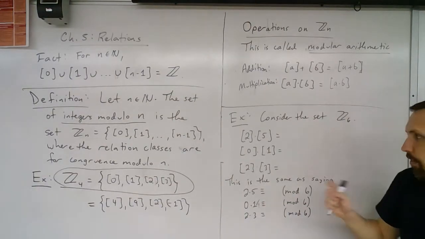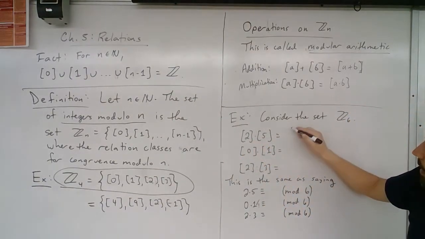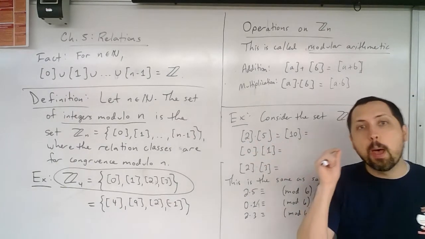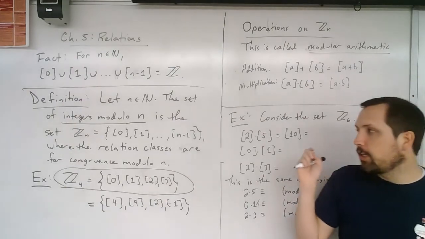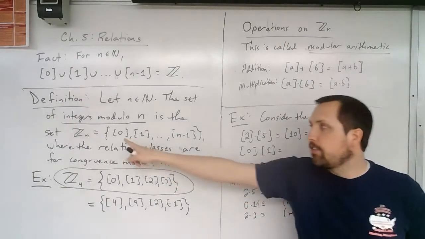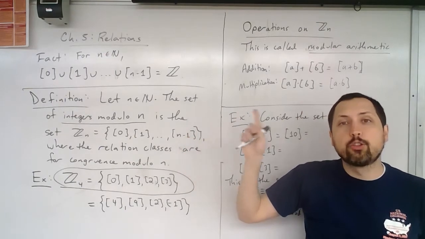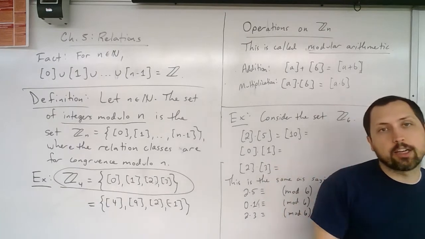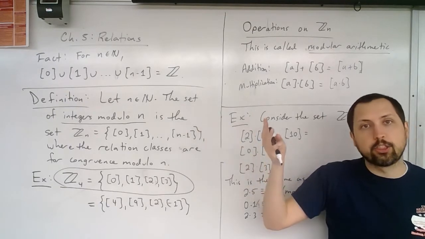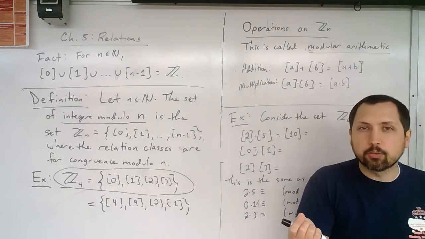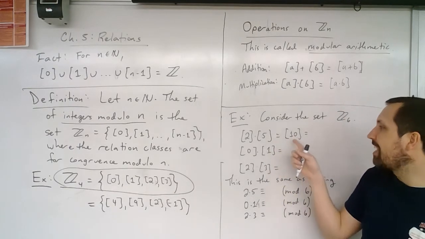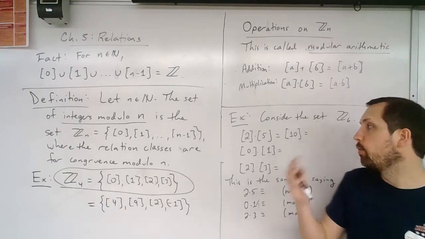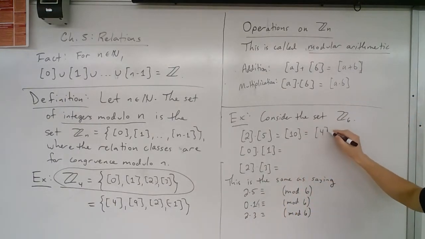So let's take a look at Z6, for instance. When we multiply these, this is going to be the same as the relation class of 10, right? 2 times 5 is 10. But Z6, remember, is going to be the set containing 0, 1, all the way up to 5. So which of those relation classes is the same as 10? Well, again, we're talking about this congruence relationship. If we think about these as remainders when we divide by n, we take 10 and divide that by 6, our remainder is going to be 4. So this is the same as the relation class of 4.